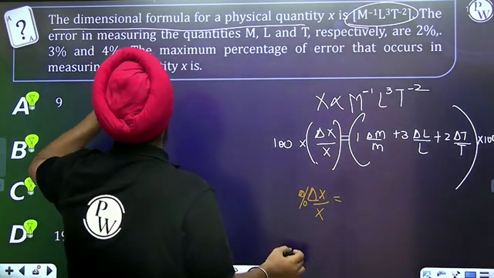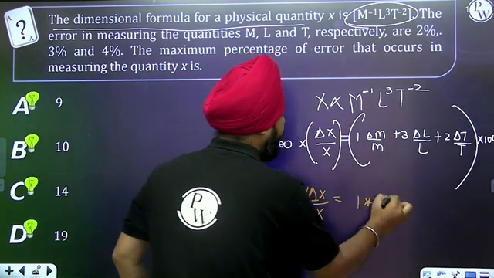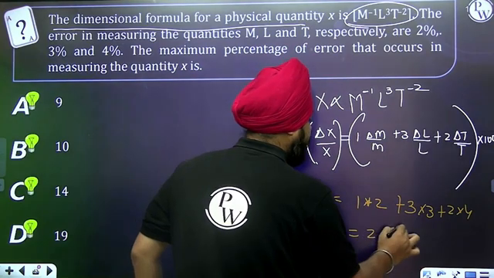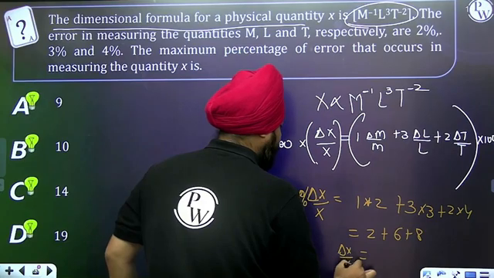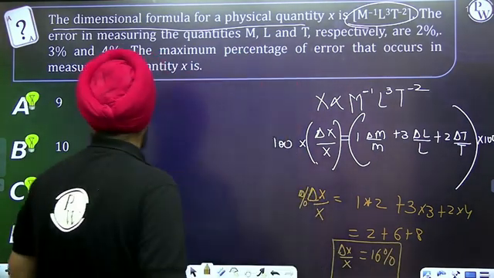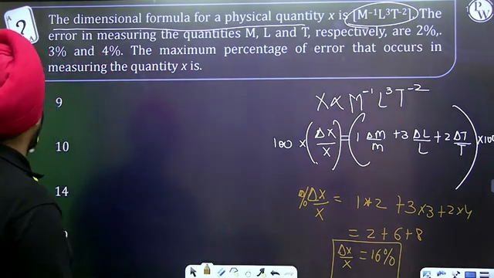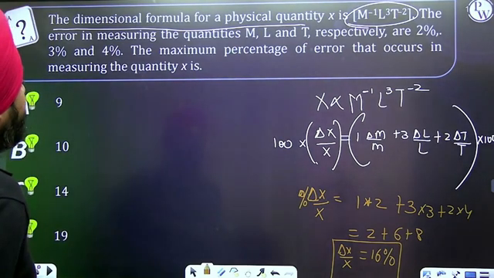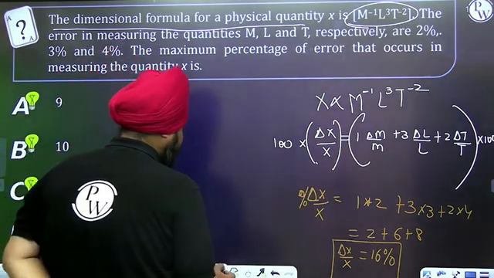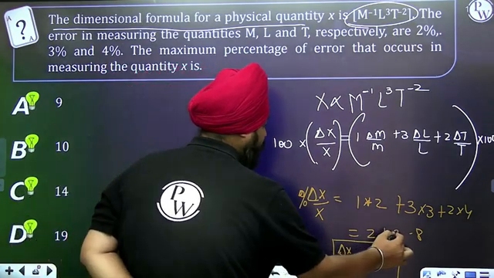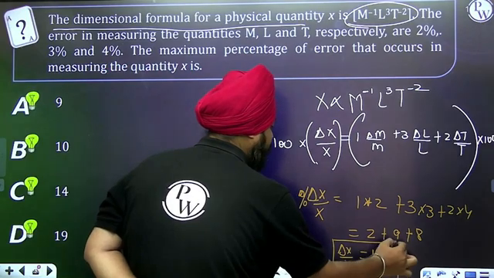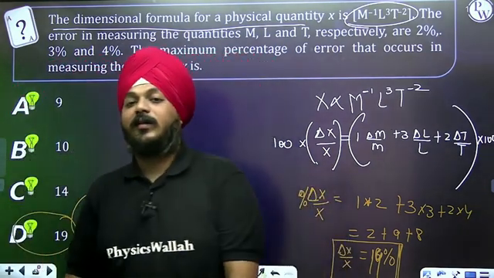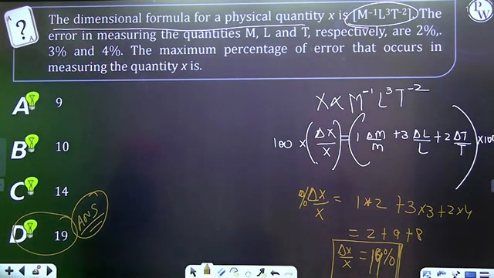What is the percentage error in M? 2, L 3. So it is 1 into 2 plus 3 into 3 plus 2 into 4. So this is 2 plus 9 plus 8. I'm sorry, 3 threes are 9. So 19% of error is there. D is the perfect answer for this specific question. 2 into 4 is 8. Okay, 19% of error is there.